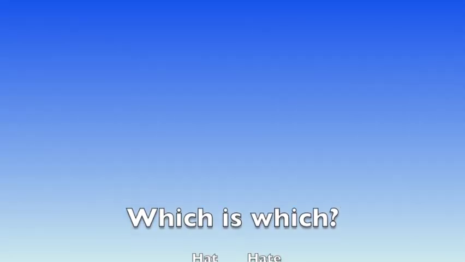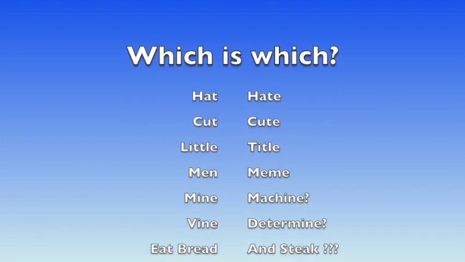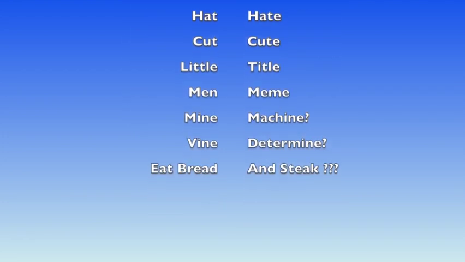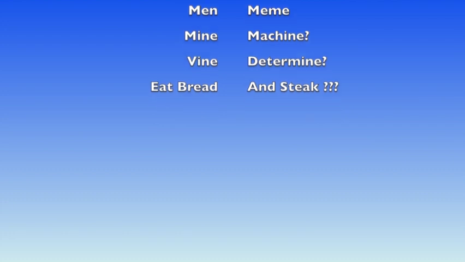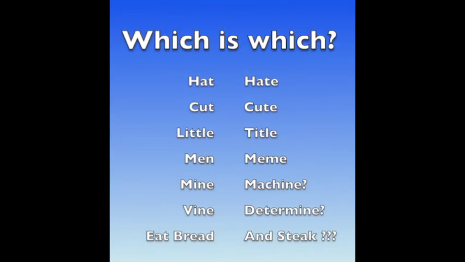In English, what you see is not always what you say. A is not always A, and I is not always I. So how do you know which is which? Why is the A in hat different from the A in hate? How about the U in cut and the U in cute?